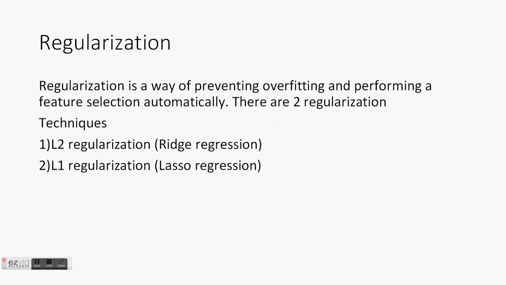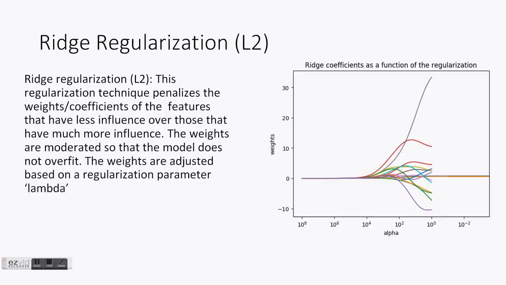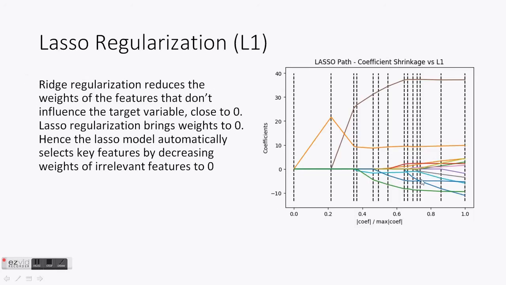Then finally we have regularization, which can help in preventing overfitting and also in feature selection. So we have ridge regression and lasso regression. Ridge regression makes the coefficients close to 0 but not 0, whereas lasso makes the coefficients 0, and so automatically does the feature selection for us.